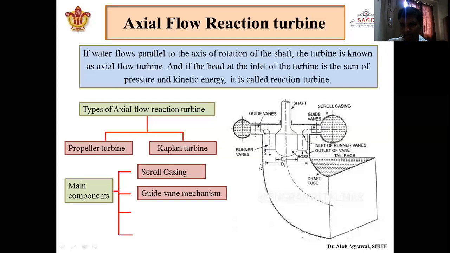Okay, next is hub with vanes. This portion is called boss or hub, both we can say, with vanes. And the last one is draft tube. So these are the main components of an axial flow reaction turbine. Now, if this blade is adjustable, we call it a Kaplan turbine, and if it is fixed, we call it a propeller turbine.